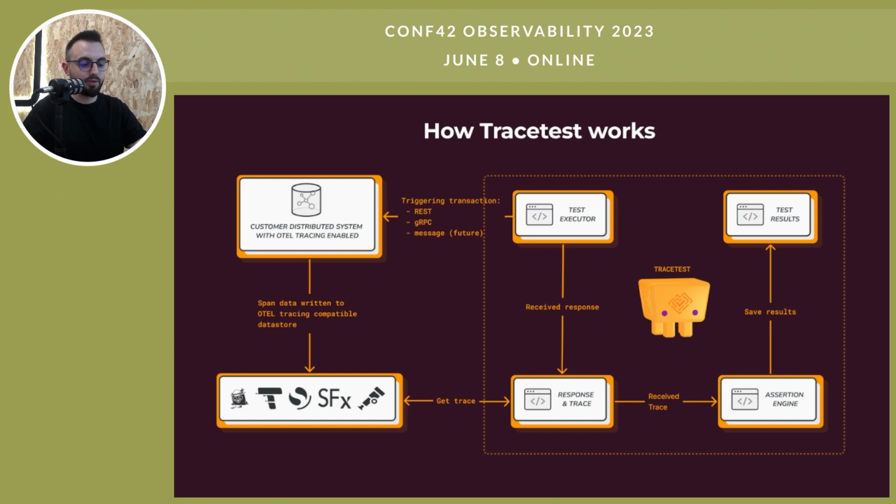So the diagram is the perfect way to explain this. And this is what I like showing. You get the test executor, which is just an API request or gRPC request. You trigger your system. Your system will generate traces. Tracetest is going to pick up those traces and display that in the assertion engine where you can run your test specs and your assertions. And then you get the test result back from there.